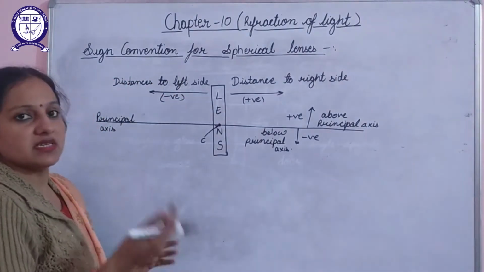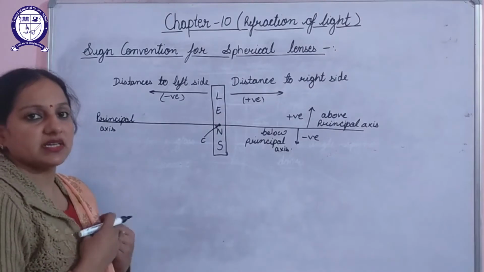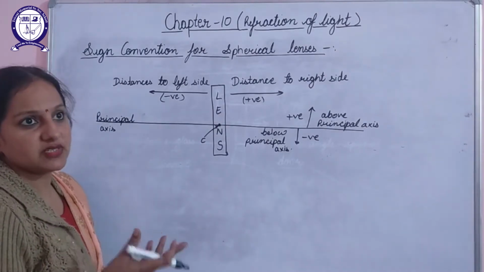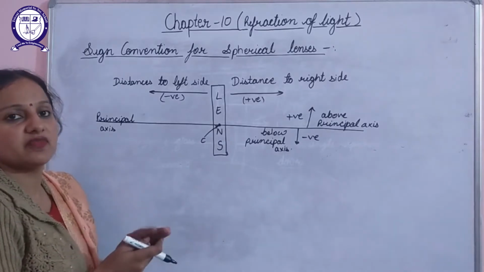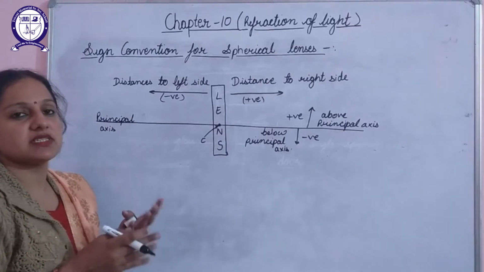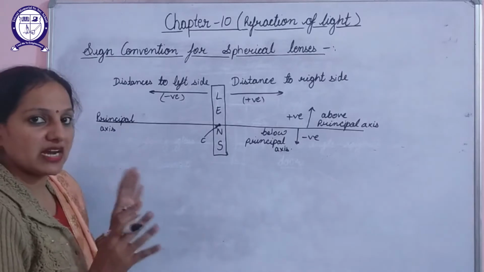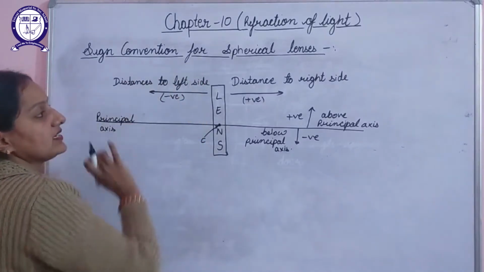First of all, sign convention for spherical lenses. We have discussed the image formation in a concave lens and in a convex lens. On the basis of that, we can specify whether the object distance will be negative or positive, whether the image distance will be positive or negative. That will be assigned on the basis of sign convention.